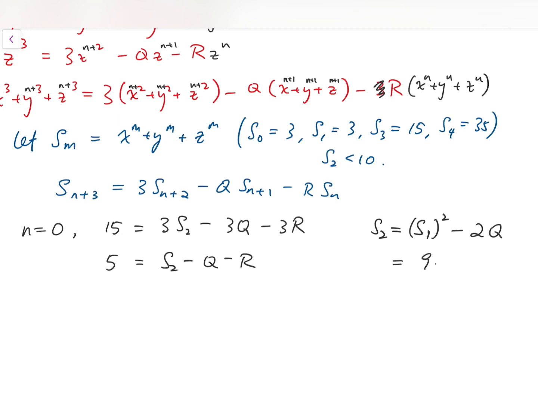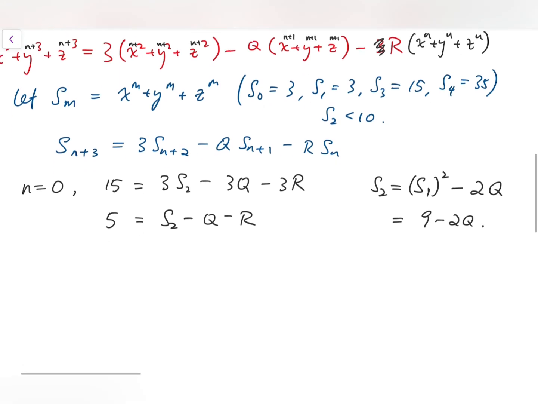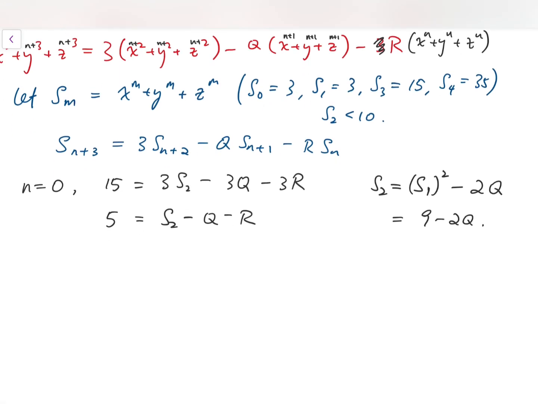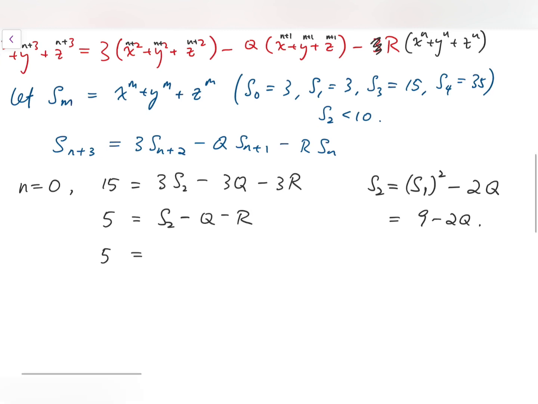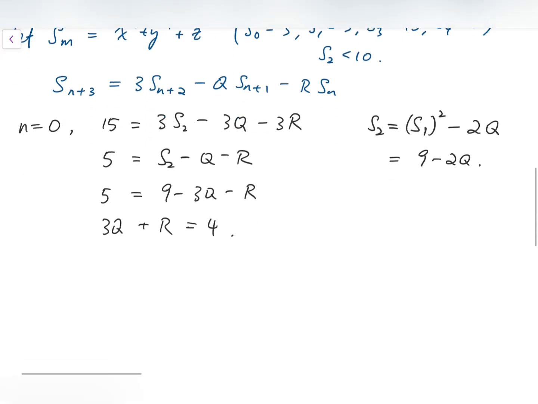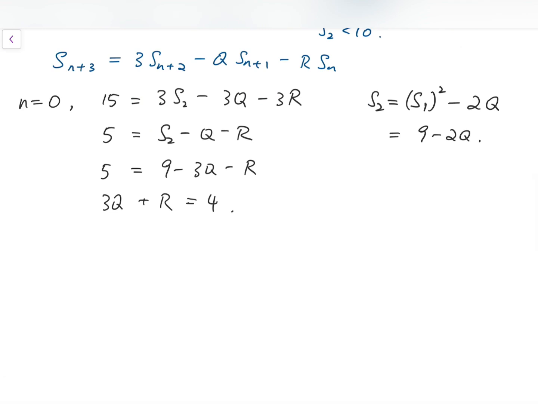So we just subtract 2q. So I can say S2 is equal to 9 minus 2q. And put it in and say 5 equals 9 minus 2q minus q, so that's 3q plus r. So 3q plus r equals 4. That's what we can tell once we put n equals 0. Very simple.